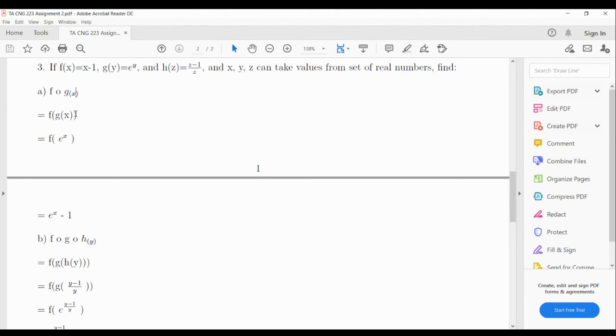So first, I can represent it like this, that g(x) is an input of f. So I translate this one into this. First I can write what is g(x). Instead of y, now I consider x, so I will have e^x. So e^x as an input of f(x), which just decreases one from the value. So it will be e^x minus 1 as the final answer.